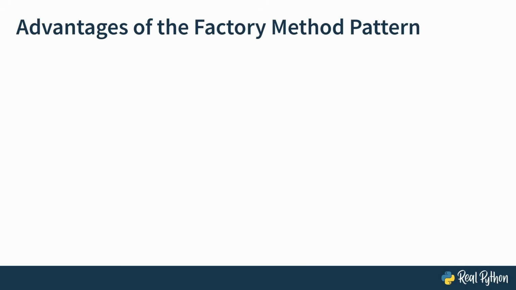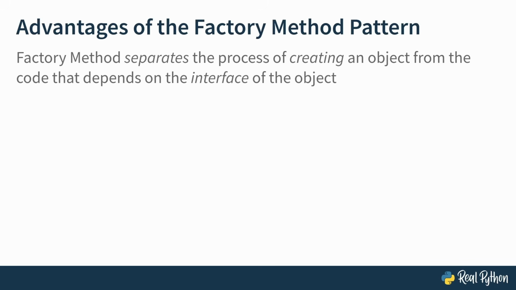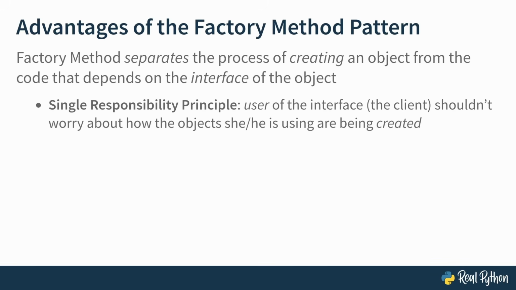In the previous lesson, you were introduced to the factory method pattern. Let me walk you through some of its key advantages. So it separates the process of creating the object from the code that depends on the interface. We've established that. So you are in fact adhering to the single responsibility principle. This principle states that a piece of code, like a function or a method or a class, only has responsibility for one thing. So it should only do one thing. And therefore, separating the client code from the code that creates the objects is a step in the right direction. The user of the interface shouldn't worry about how the objects are created.